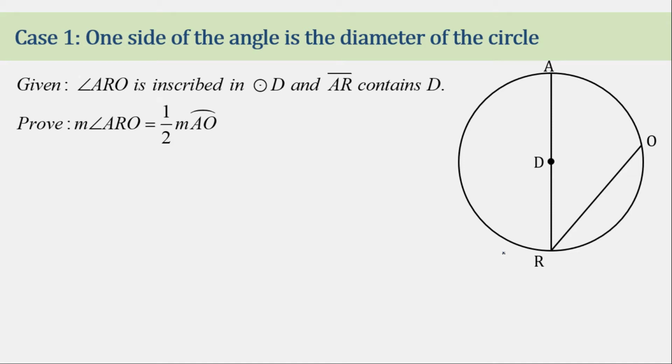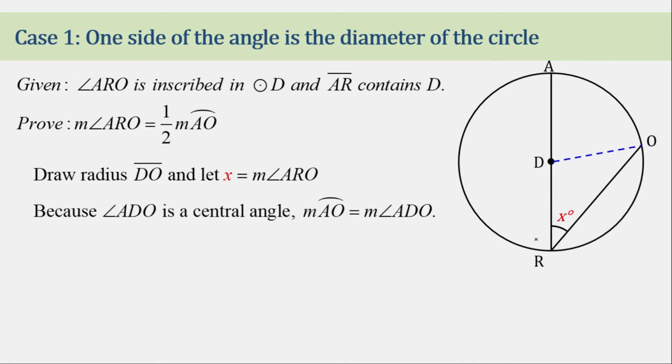First, let's draw an auxiliary segment which we name DO. As you can see, I write it as a broken line to emphasize that this is an auxiliary segment only, meaning I'm the one who drew this. Next, let's name the measure of angle ARO as x degrees. By this point, we can say that angle ADO is a central angle.